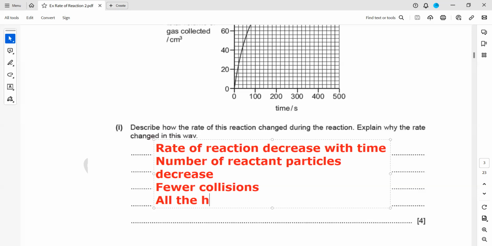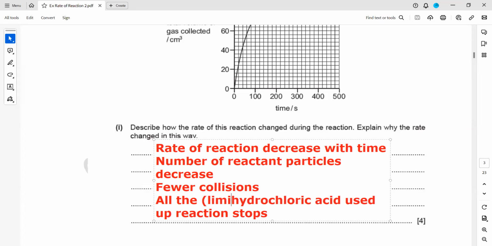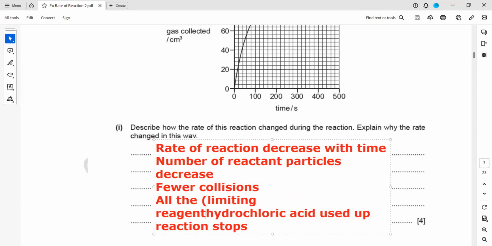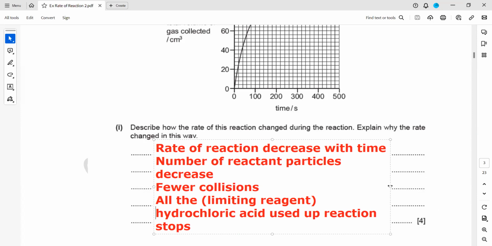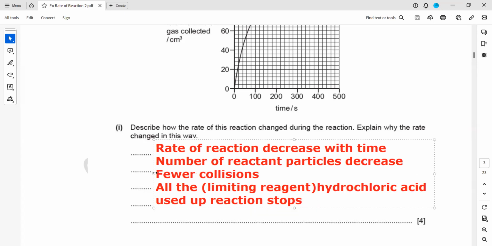All the hydrochloric acid is used up. So the reaction stops. Or if you don't want to say hydrochloric acid here, you can say all the limiting reagent. In this case, we have hydrochloric acid. So all the limiting reagent is used up.